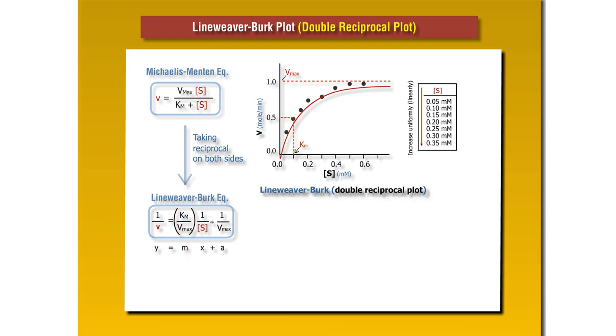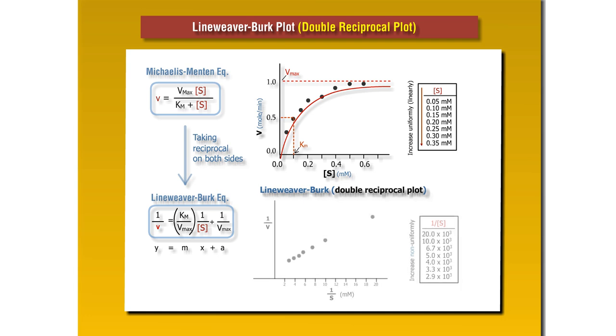The y-intercept corresponds to 1 over Vmax, while the slope m is equal to Km over Vmax. The plot of 1 over v versus 1 over s, also known as the double reciprocal plot, produces a straight line as shown. The values of Km and Vmax can be determined from the slope m and the y-intercept of the plot, as indicated.